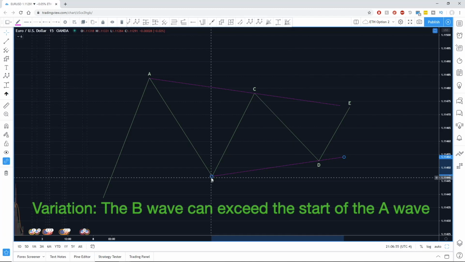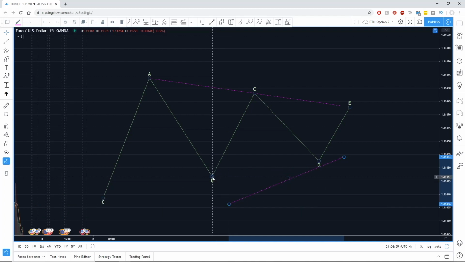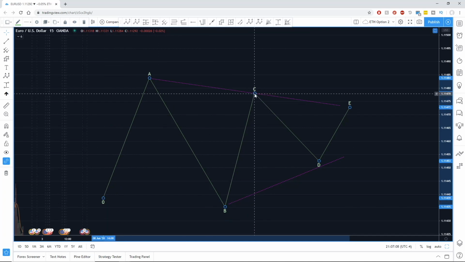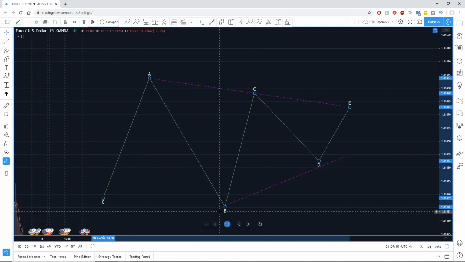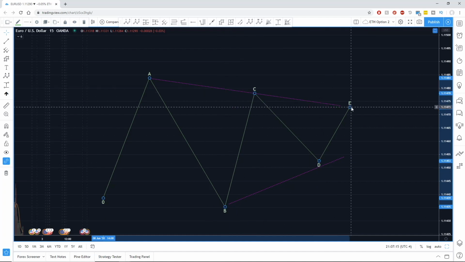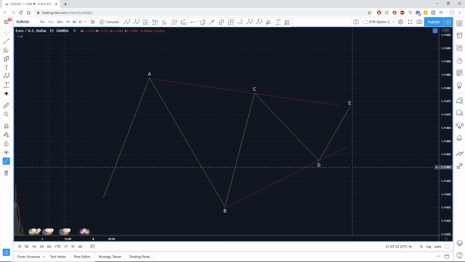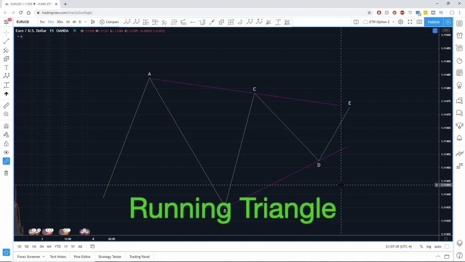The B wave can exceed the start of the A wave, so the B wave might fall all the way down here, whereas the start of the A wave is here. Just note that after that, the C has to fall within the range of the AB, the D within the range of the BC, and similarly, the E within the range of the CD. And drawing out our lines, we clearly still have a contracting triangle. This variation that I'm showing you is known as a running triangle.